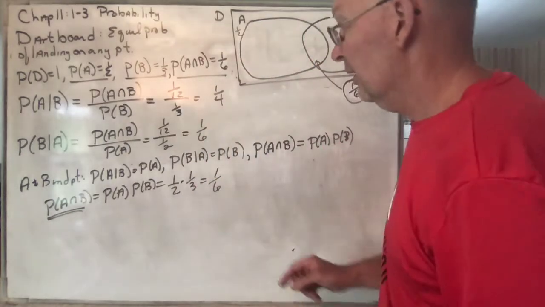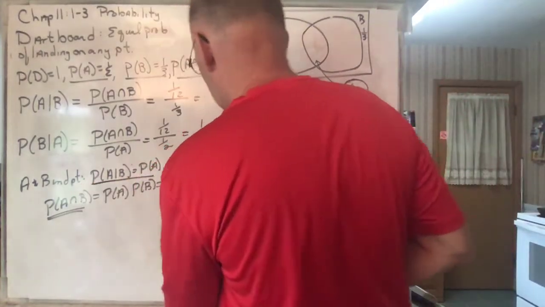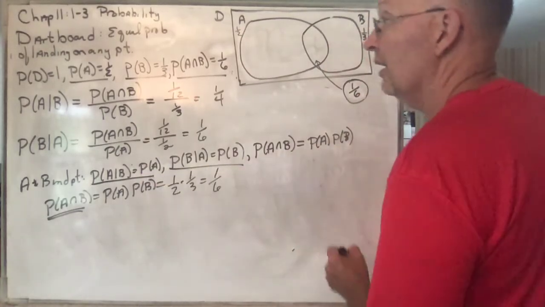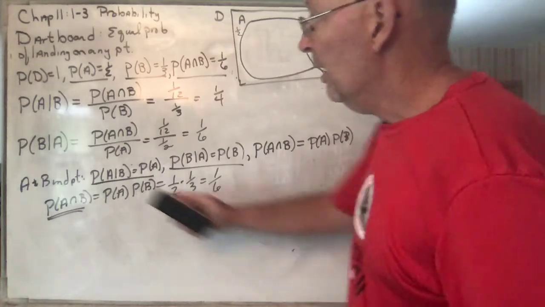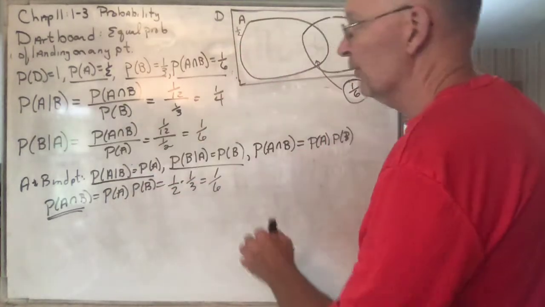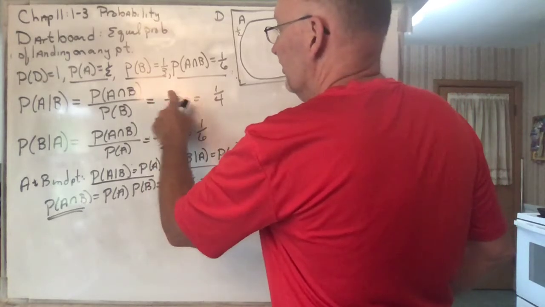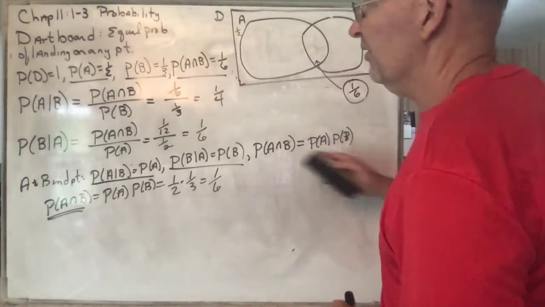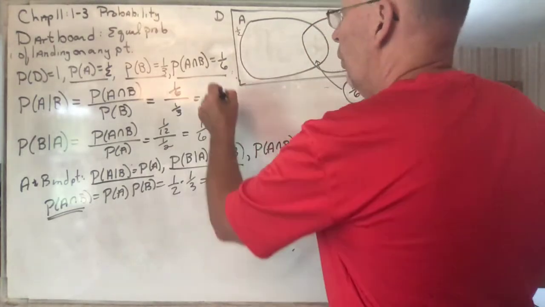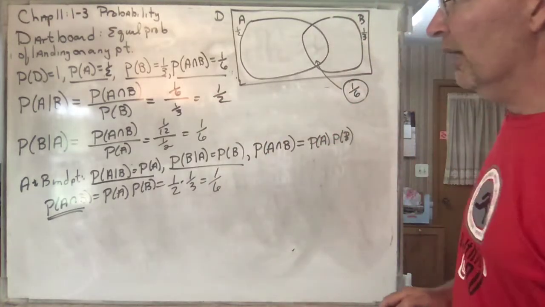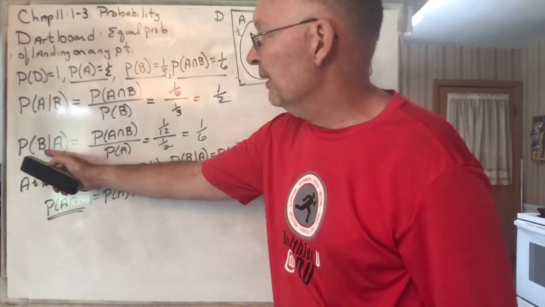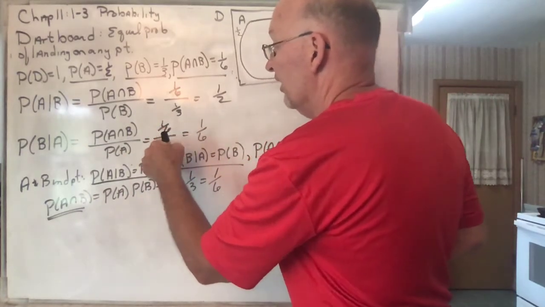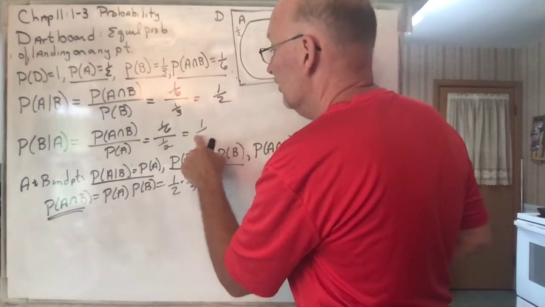And now let's see if these things actually hold. If this is 1/6, let's see if these hold. Okay, let's check them out. The probability of A given B now is what? It's going to be 1/6 divided by 1/3. 1/6 over 1/3 is 1/2. Okay? What's the probability of B given A? This is going to be 1/6. 1/6 over 1/2 is 1/3.